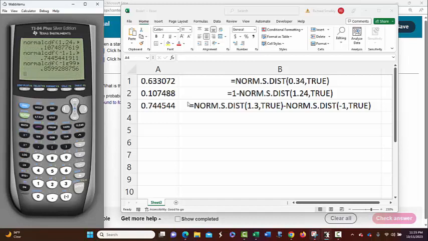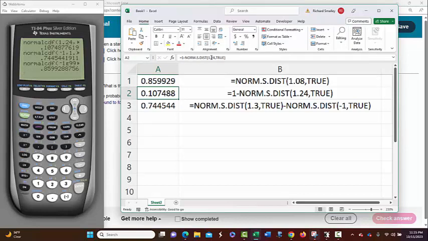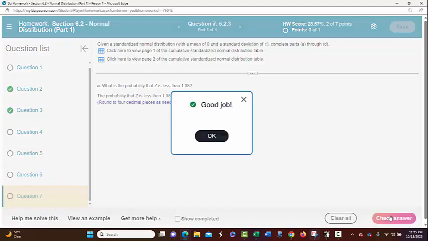Enter. Let's try that. Let's put it in Excel. So all I got to do is come up to this top one, which is the less than. Change that to 1.08. Hit enter. Looks like our answers match there, don't they? 0.8599. Wonderful.